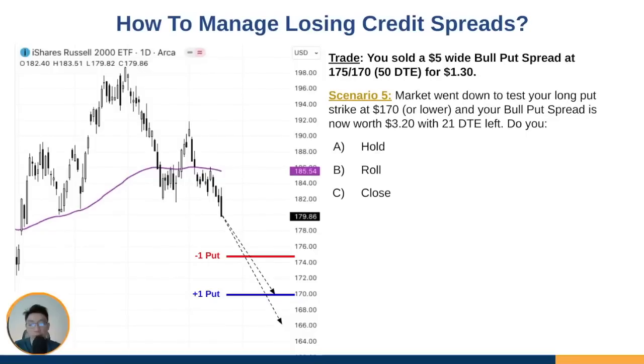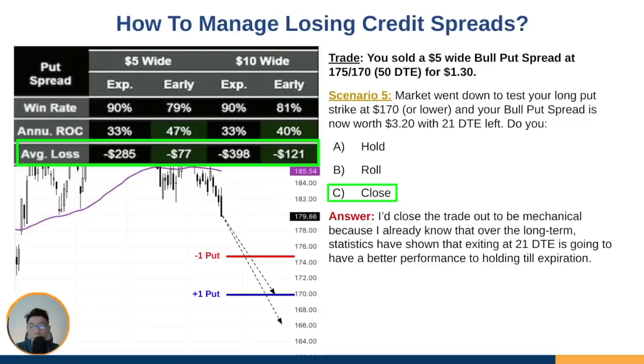All right, so we've come to the last scenario, scenario number 5. Now the market went down to test your long put strike at 170 or lower, which is similar to scenario number 4. But now your bull put spread is having a bigger loss because right now there's 21 DTE left, right? So days have passed, the market did not bounce back up, it's still below your long put strike. So what do you do at this point in time? Do you hold, do you roll, or do you close?